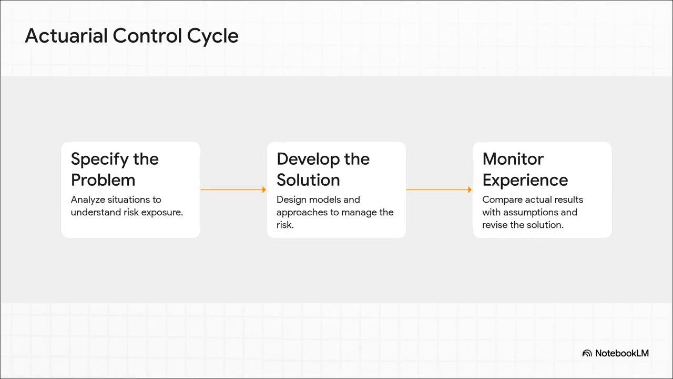Now, this might look like a simple little three-step process, but the real magic here is that it's a loop that never ends. You define a risk, you build a model to handle it, and then, and this is the most crucial part, you watch what actually happens in the real world. All that new data constantly feeds back in, making the model smarter and better over time. It's a cycle of learning and adapting over and over again.